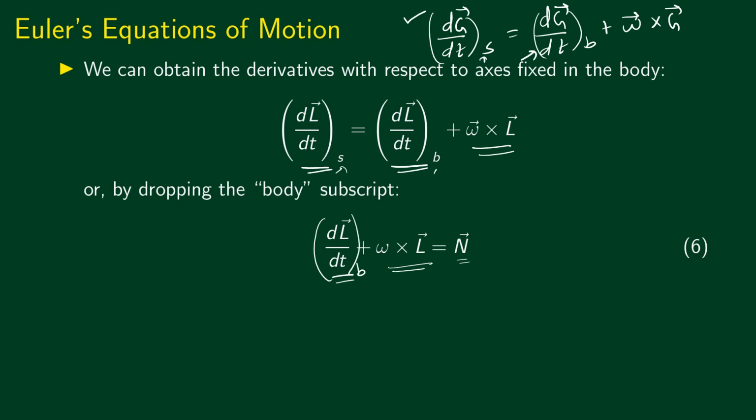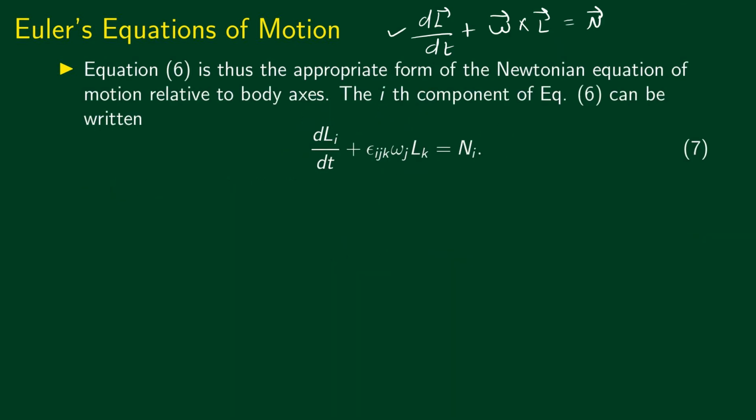Because hereafter it's understood that we are talking about the derivative in the body set of axes. What we have here is a vector equation, so we can equate the components separately. We can write for the ith component: dLi by dt plus the ith component of omega cross L is equal to the ith component of the N vector.